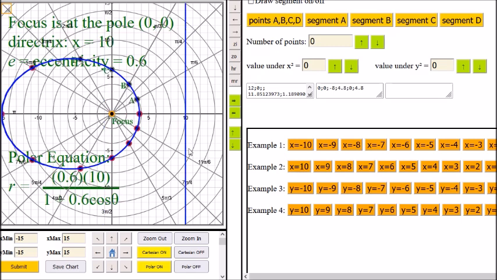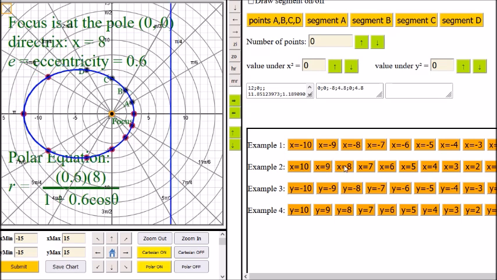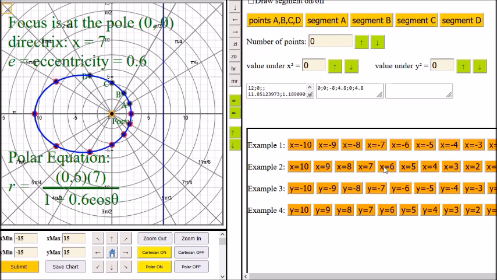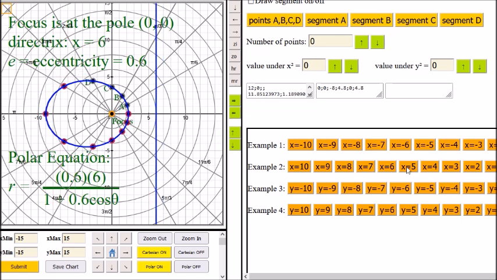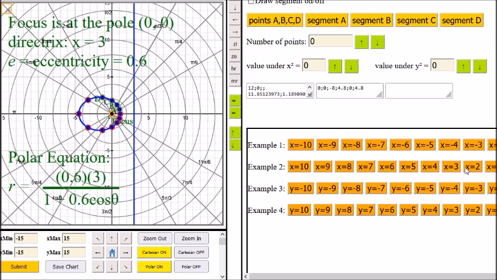Here we have the directrix to the right of the pole. So the equation will be 0.6 times 10, because the distance from here to here is 10, divided by 1 plus 0.6, which is E cosine of theta. And here's x equal to 9, the directrix, x equal to 8, x equal to 7, x equal to 6, x equal to 5, 4, 3, 2, 1.